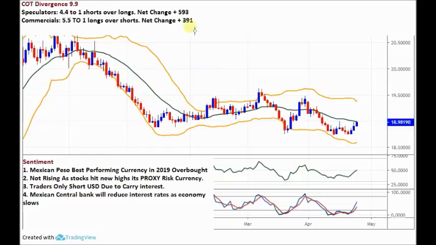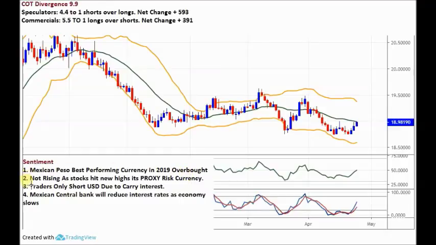I'll come to this when we go to the chart in a moment, but you can see why the commercials are so bullish from the sentiment. Look at this. The Mexican peso is the best performing currency in 2019. It's so overbought, and it's due to go down against a good number of currencies, not just the USD.